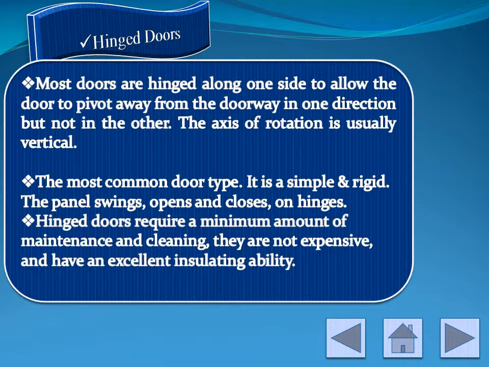Most doors are hinged along one side to allow doors to pivot away from the doorway in one direction, but not in the other. The axis of rotation is usually vertical. It is one of the most common door types. It is simple and rigid. The panel swings open and close on hinges. Hinged doors require a minimum amount of maintenance and cleaning. They are not expensive and have an excellent insulating ability.